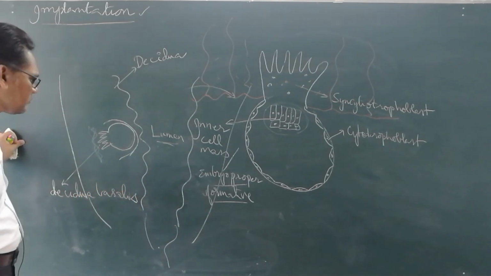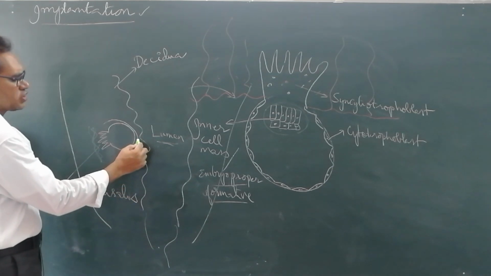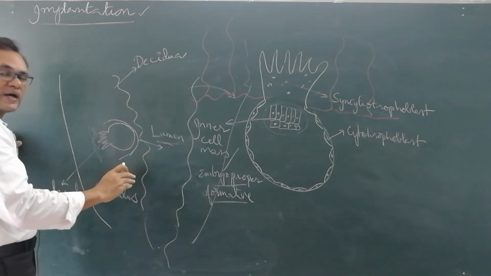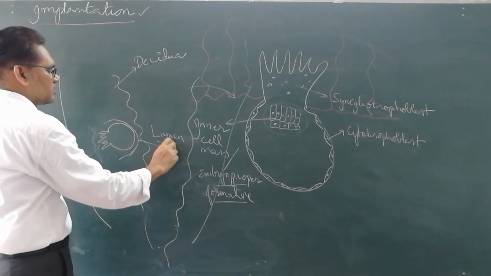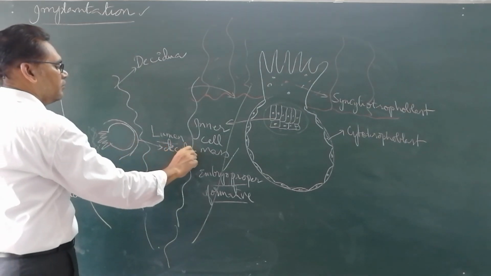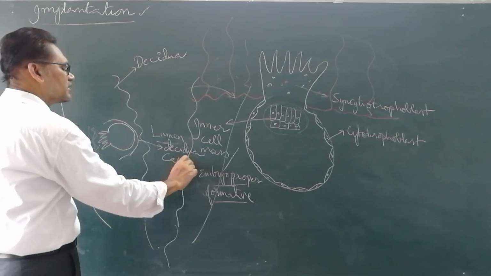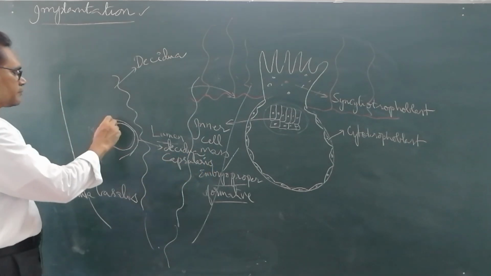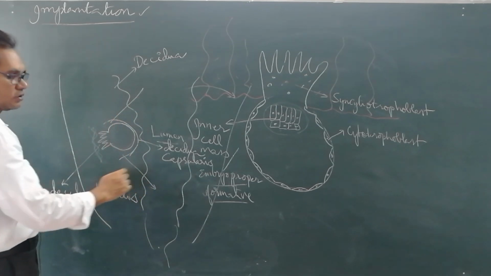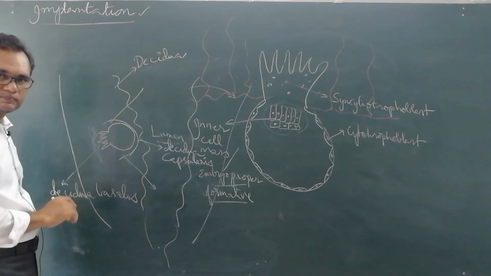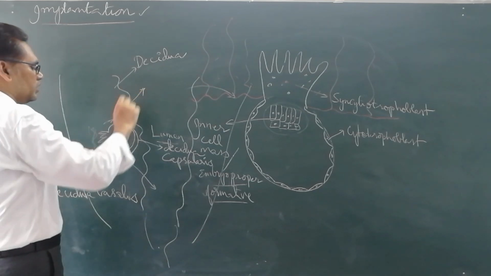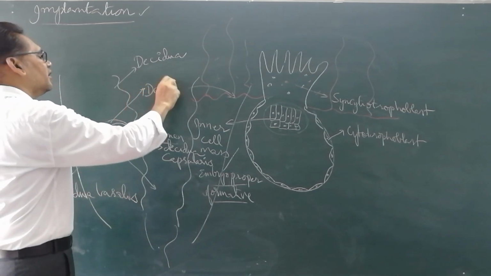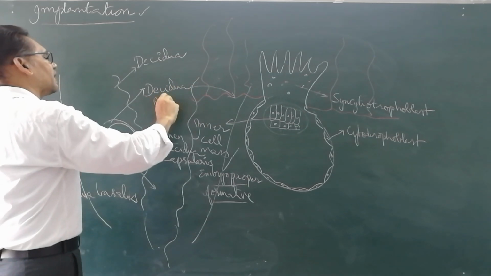Then the part of the decidua towards the lumen is called decidua capsularis. Now this part here, towards the parietal area, is called decidua parietalis.